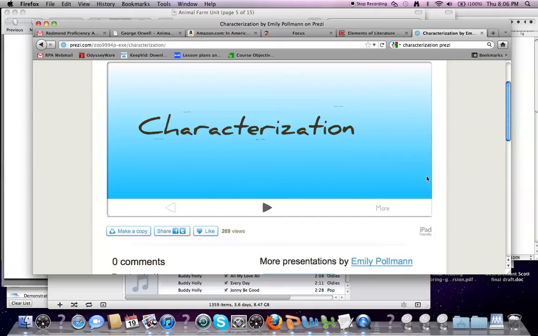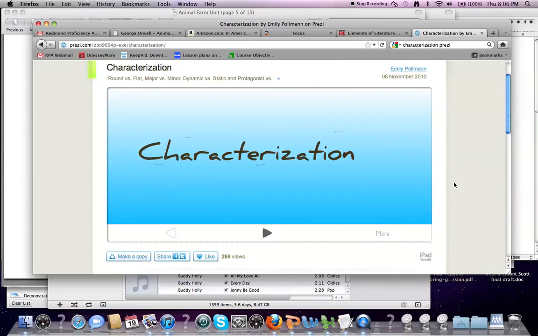I understand that, and even the stuff that we're looking at in this Prezi, which is not mine, I found it and it's very applicable to what we're going to be talking about. But a lot of this is going to be a review from what we talked about last semester when we looked at characterization, especially in the short story unit. But I think it'll be good to review it for a lot of you, and some of you maybe don't remember it or weren't here for it. So we're going to take a look at that.